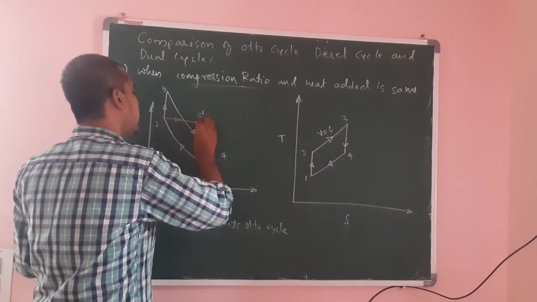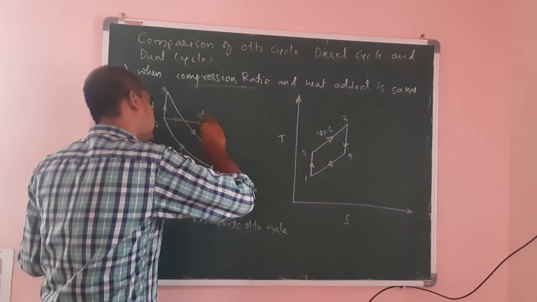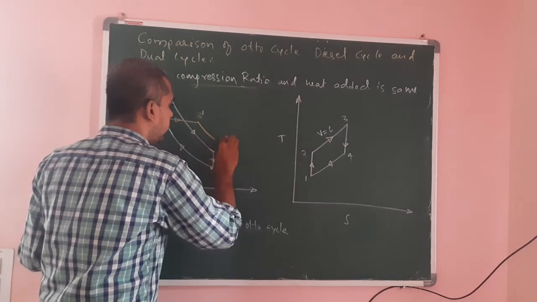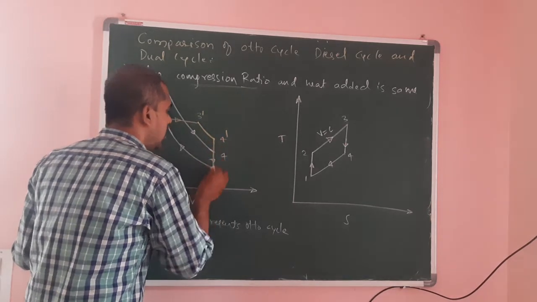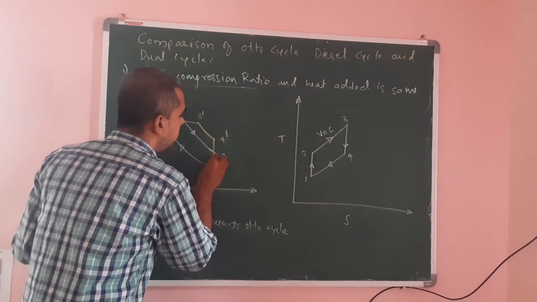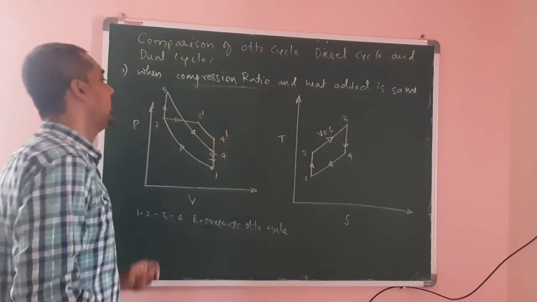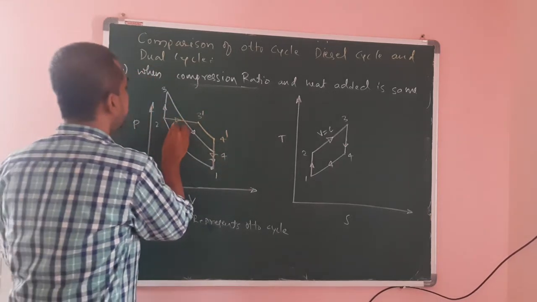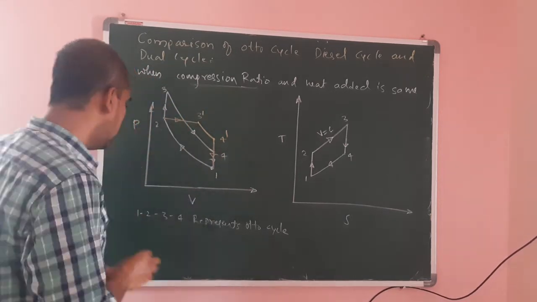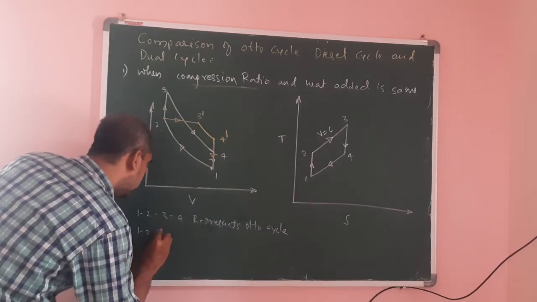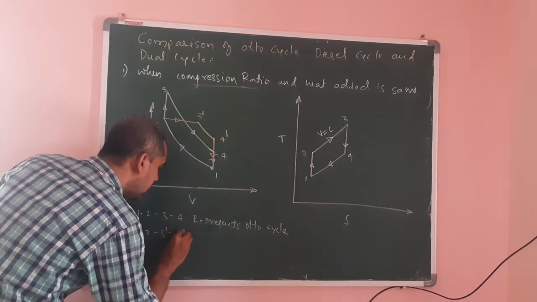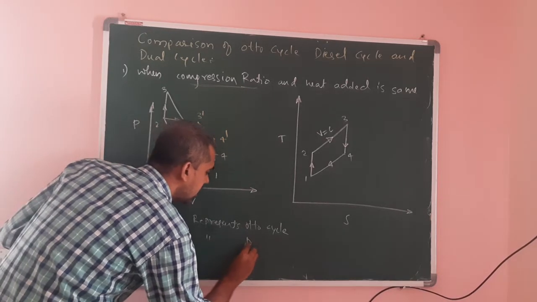3 dash to 4 dash is again isentropic expansion, and 4 dash to 1 is constant volume heat rejection. Here heat is added at constant pressure. 1, 2, 3 dash, 4 dash represents the diesel cycle.